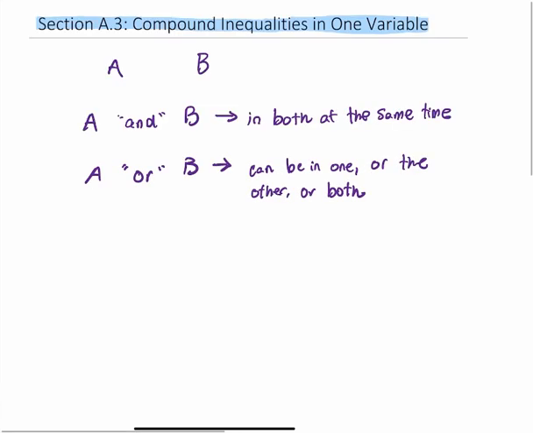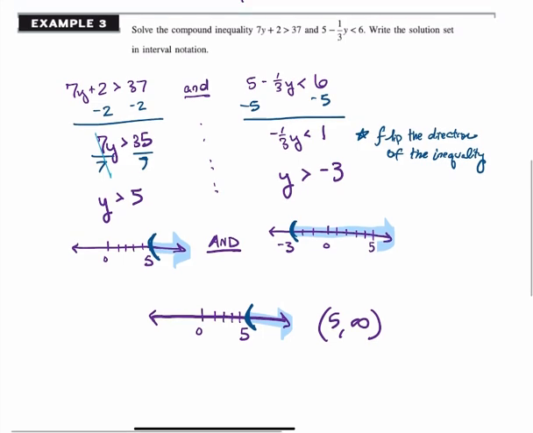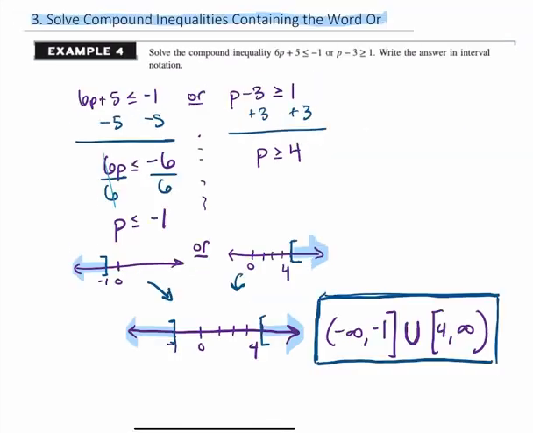All right, so this was compound inequalities in one variable, and we were focusing on these and or statements. So again, and is an intersection of two solutions, and or is just a joining together, a union of two solutions.